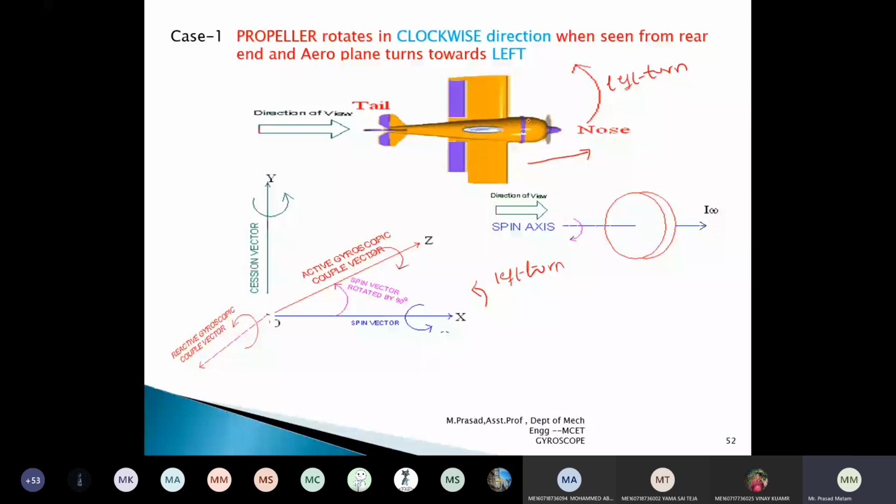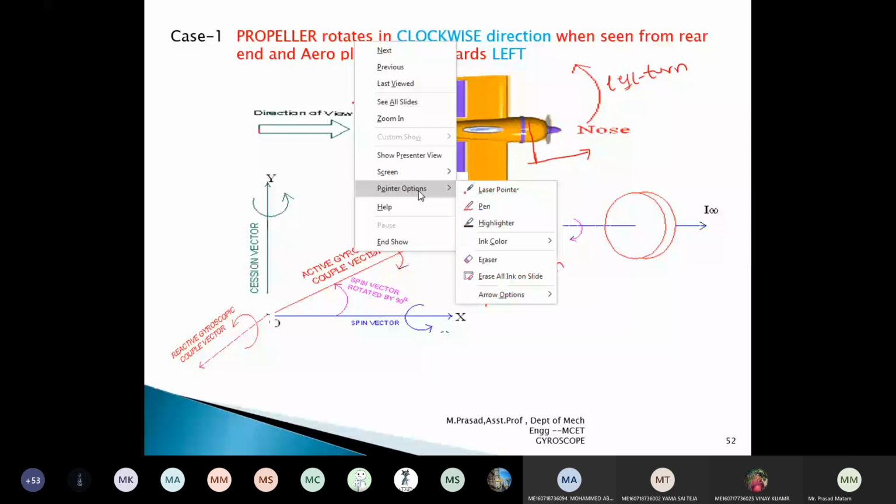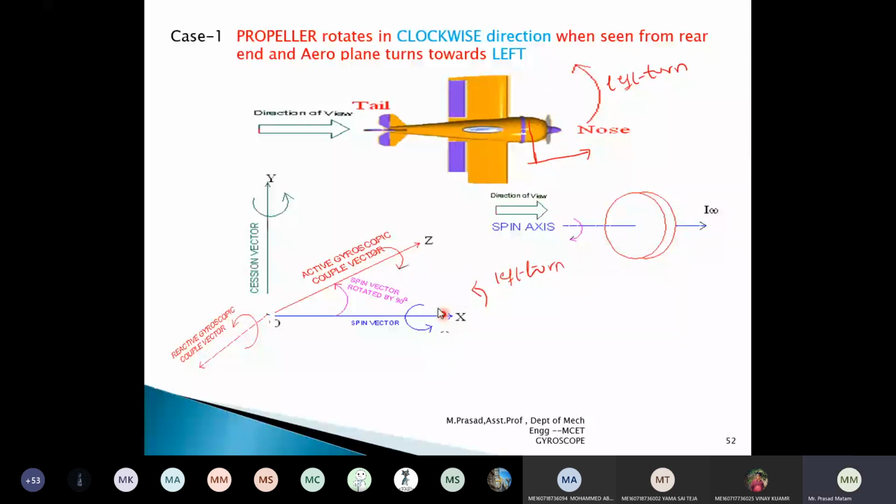Okay. This is the spin axis. This is my precession axis. The precession axis is moving upwards. The spin axis is moving towards the right. Now rotate the spin vector by an angle of 90 degrees. Then I am getting the active couple. Exactly opposite to the active couple, I am getting the reactive couple. You can see the left side and right side of the arrow couple directions.